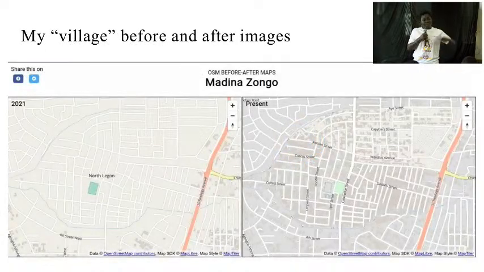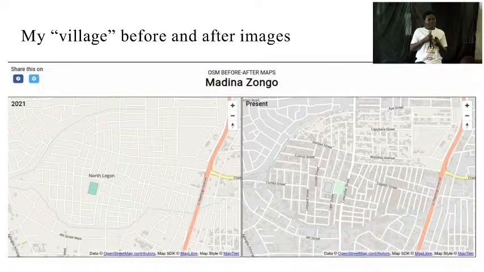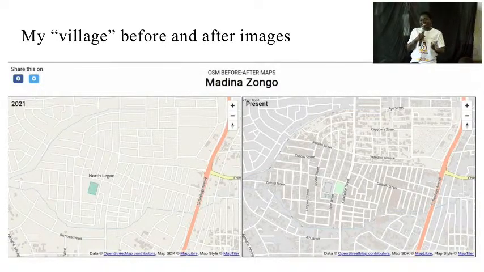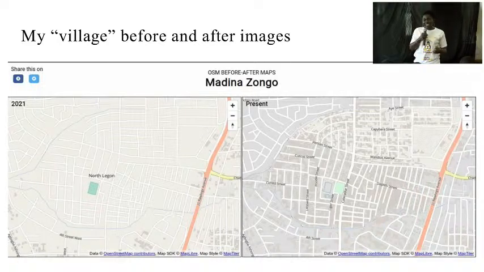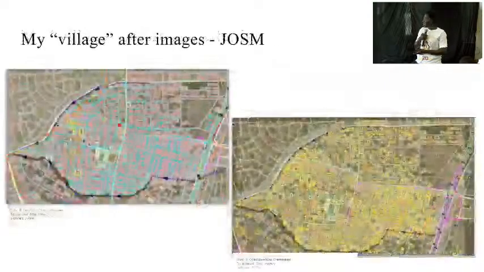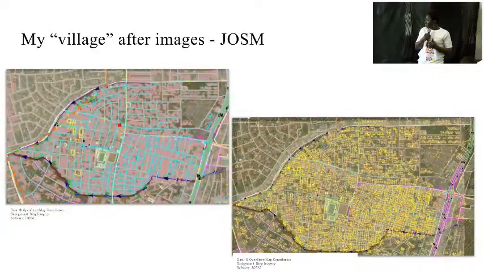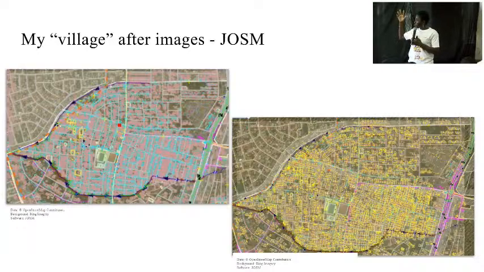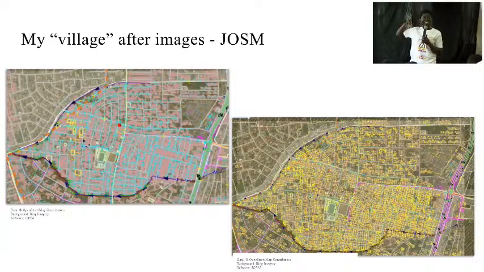So this picture that you saw in the beginning is actually my area that I mapped. So before I did the work, it was looking empty, like a desert. But then when I was done, now you can see that the place is highly populated. That is Madina Zongo. In JOSM, here you can see the satellite imagery. So the blues you are seeing on the left-hand side, that's the addresses. And then the yellows you are seeing is the outlines of the buildings. And you can see that Madina Zongo has a lot of people living there. But before that, it was seen as empty.